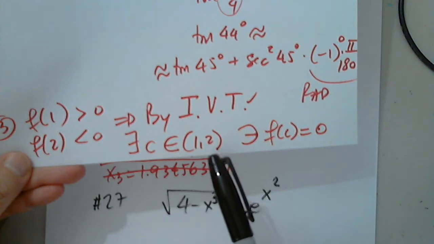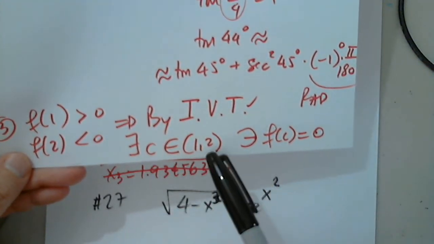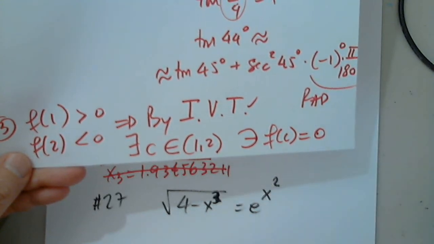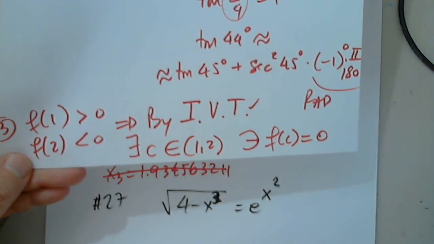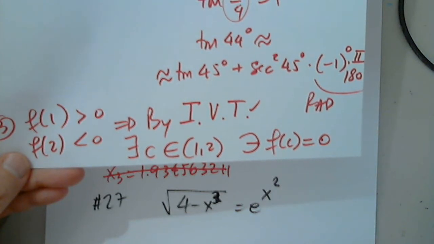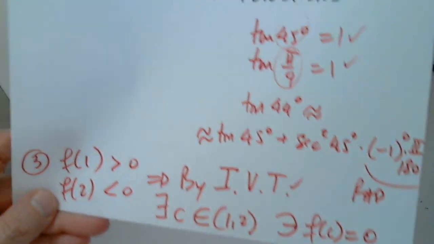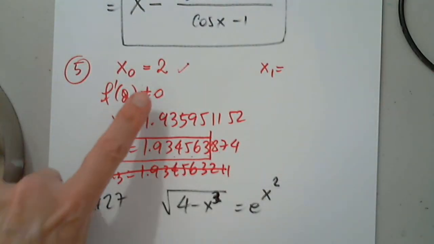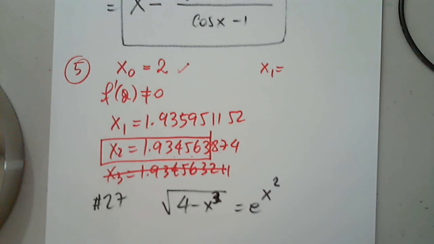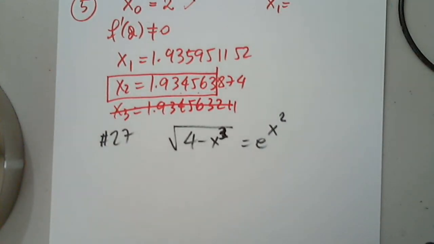So you just use the later number in the interval? You can start with x equals 1, you can start with x equals 2, you can start with x equals 1.5, you can start with x equals 1.7, whatever you want. I chose 2. Is that okay? Yeah. Other questions before we start this one?